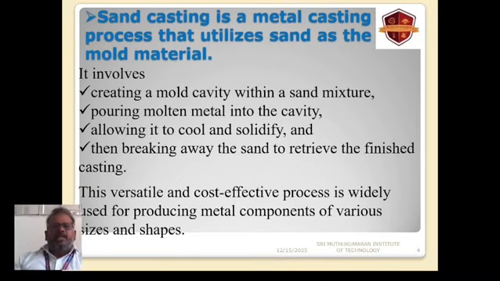Okay. Now coming to the casting part of it. Now what is a casting process? Sand casting is a metal casting process that utilizes sand as the mold material. It involves various steps, like first creating the mold cavity within the sand mixture, then pouring the molten metal into the cavity, allowing it to cool and solidify. Then you have to break the sand part of it and take the final part out.